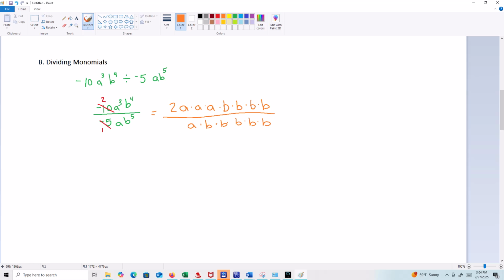All right, so hopefully you can see that it doesn't matter what value a has, a is going to cancel out a. And then there would be 4 b's that would cancel out 4 b's on the bottom. So we end up with 2a squared divided by b.